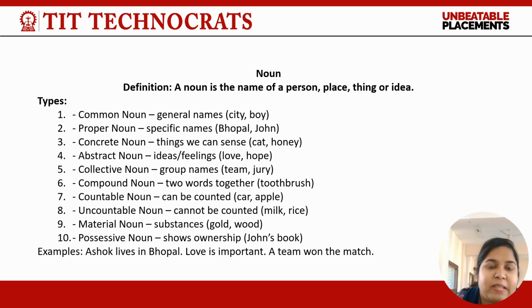The 10th one is the possessive noun. It shows the ownership of anything. For example, John's book. Or you can say, this mobile phone is mine. This shows the possessiveness of a noun.